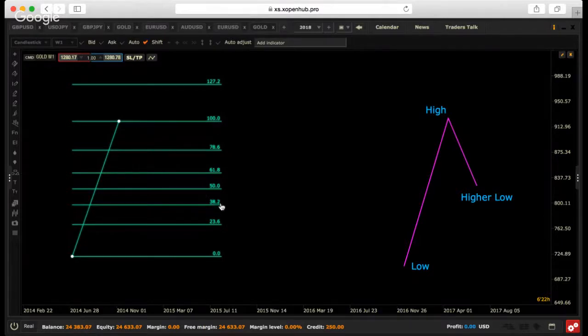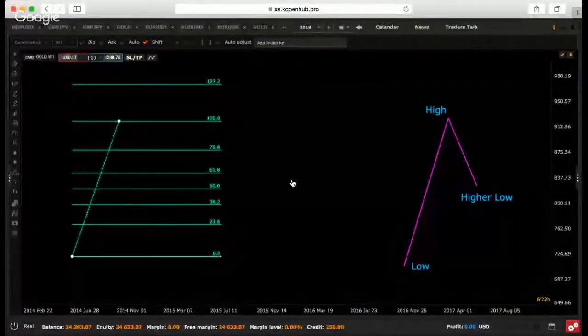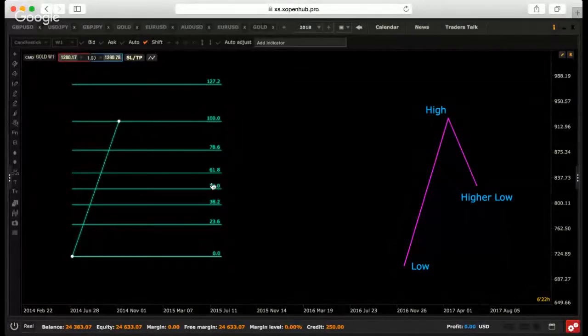If it goes 38.2%, that's 38.2% of 100, okay? And 50 and so on, right? Now, the ones that are most important in trading, in my method, are the 38.2, the 50.0, and the 61.8. Those are the three most important ones.